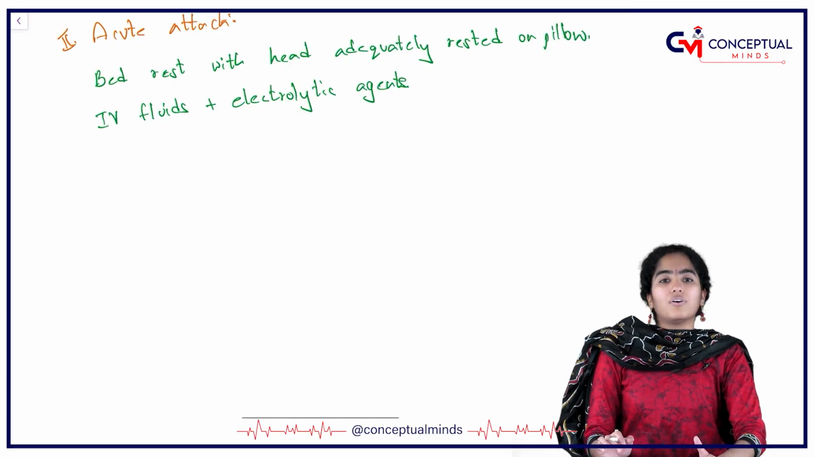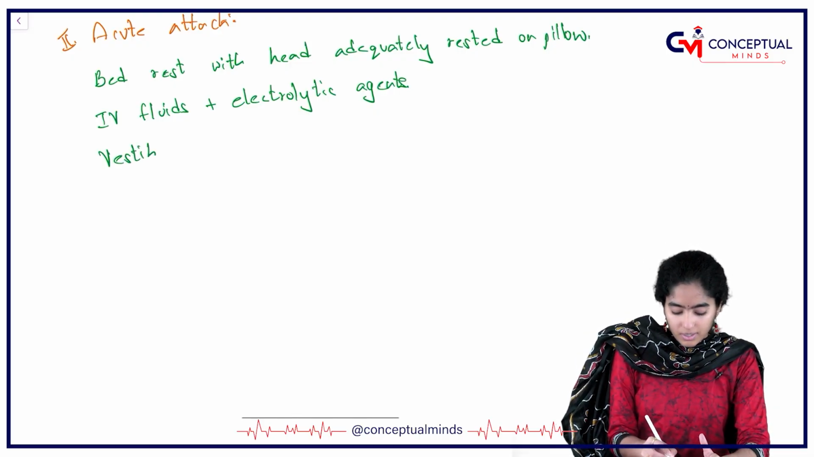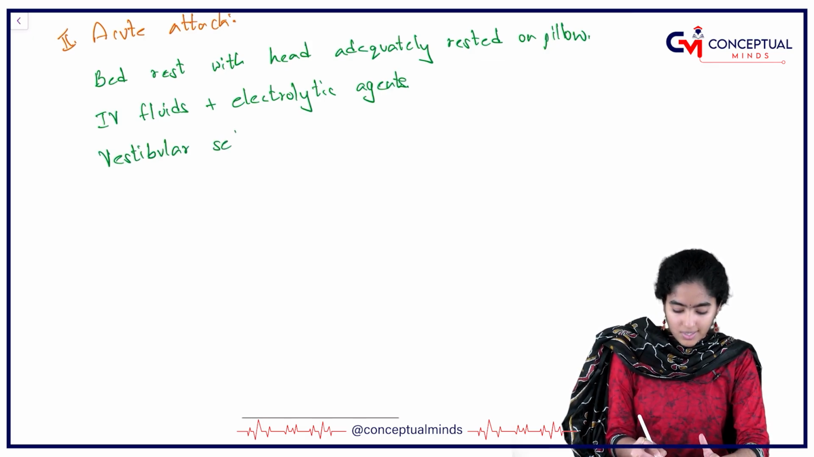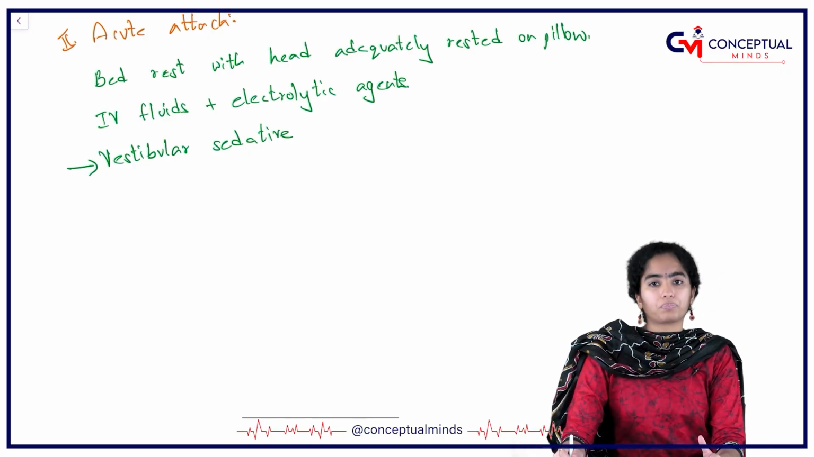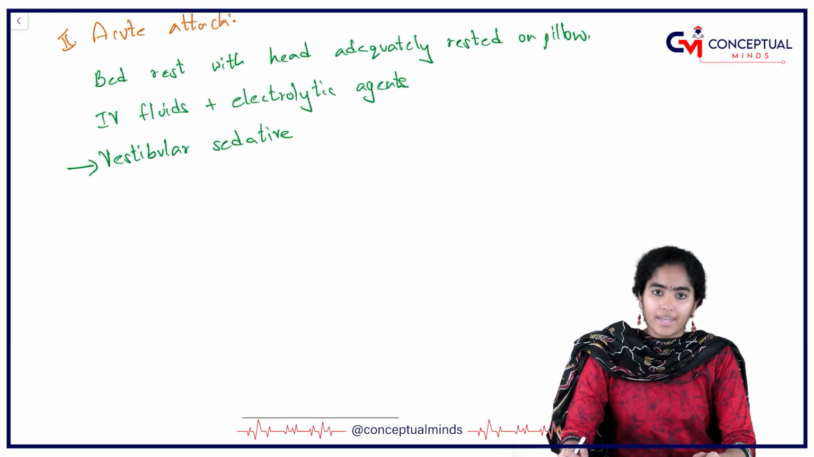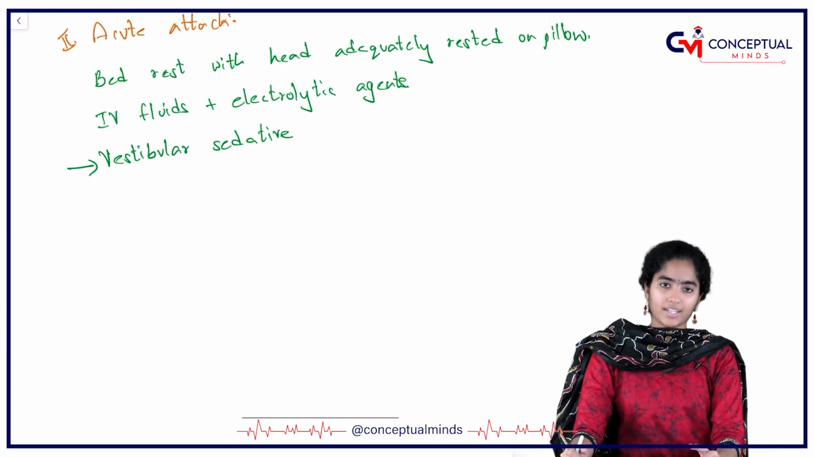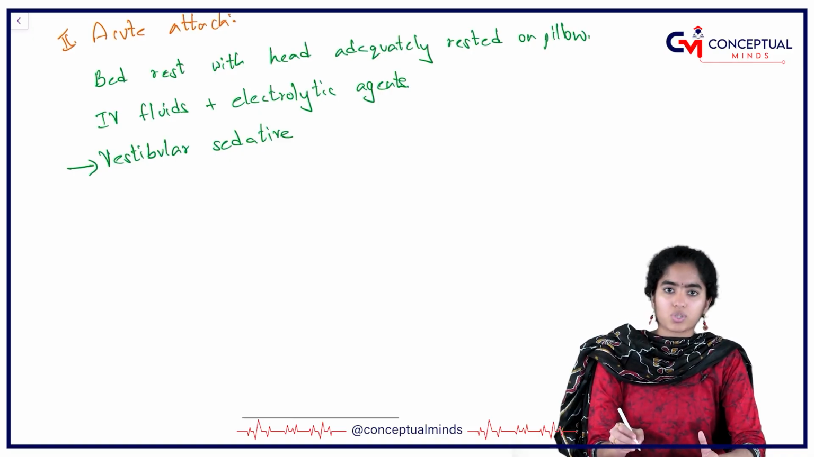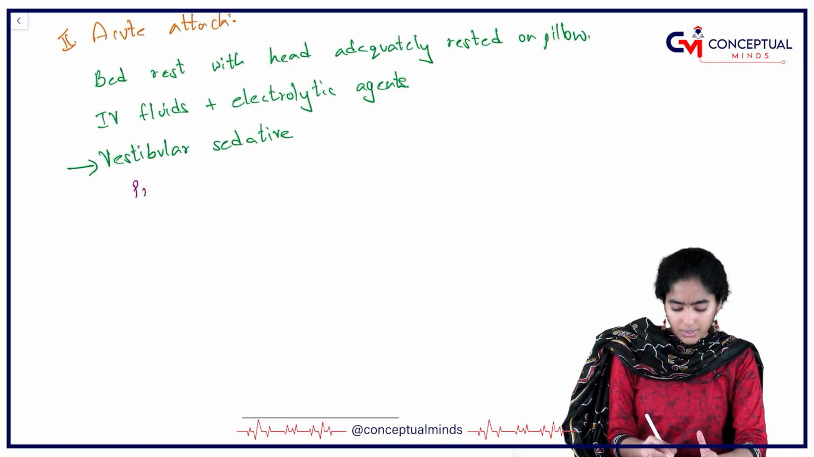Then vestibular sedatives have to be given. This is the main part of the treatment that is done to address the attack of vertigo. Vestibular sedatives will subside vertigo. They have to be given as an intramuscular injection, and if at all the patient is not having vomitings, even orally also the drug can be given. So the drugs that are usually given during acute episodes are prochlorperazine. Prochlorperazine is commonly used.